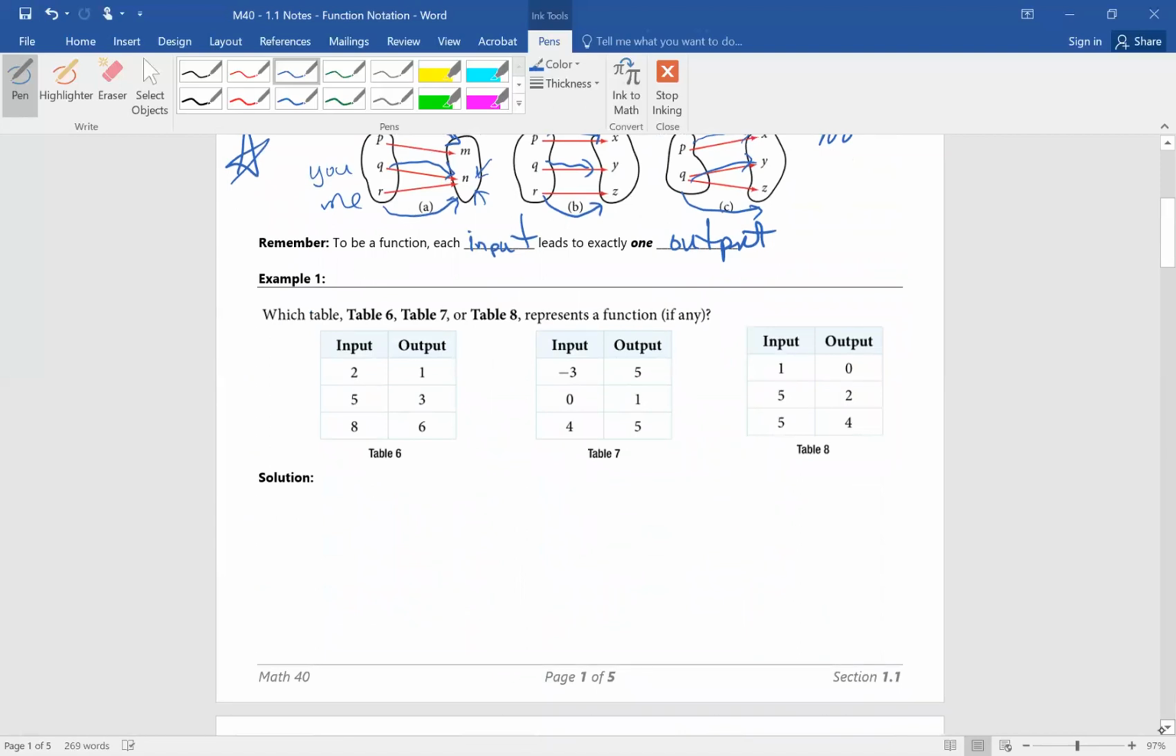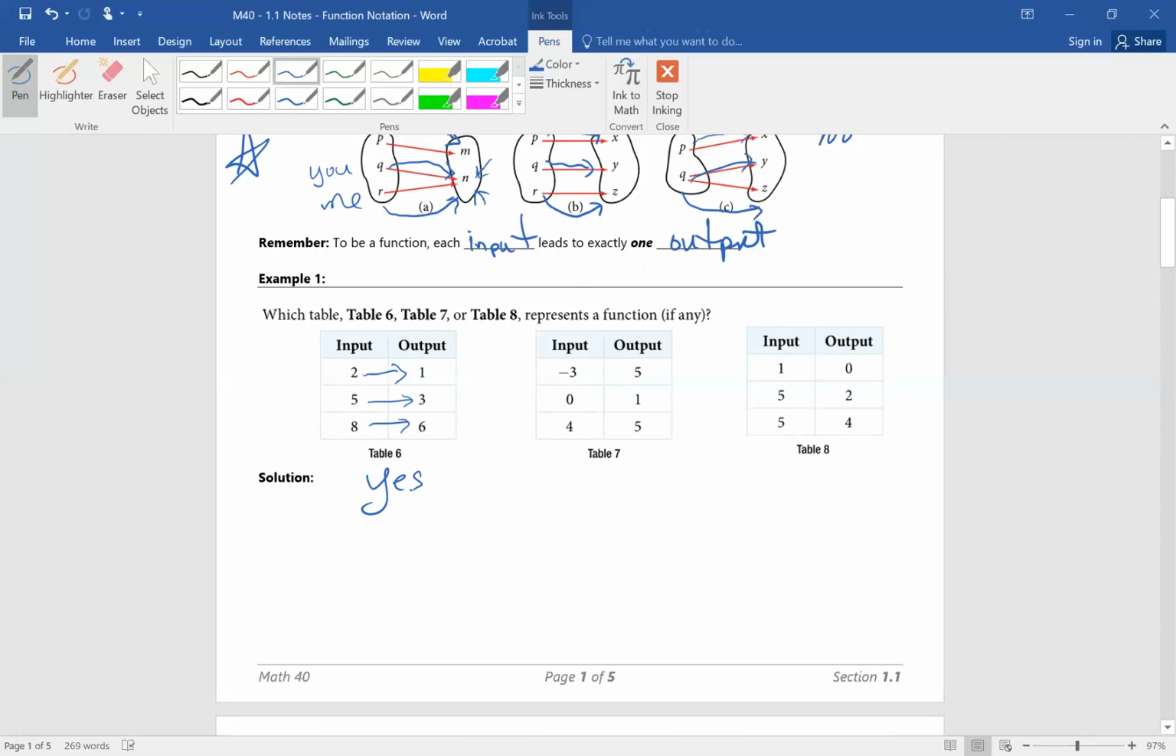These input-output tables are another way to do the same thing, where for every input there has to be one output. This might be a good quiz or exam question in the future. I'll ask you about these three tables: are they functions? If you look at table 6, for an input of 2, one output; input of 5, one output; input of 8, one output. Honestly, you don't really care what the output is, as long as there's only one answer for whatever you're plugging in. So that would be a function, so you'd say yes.